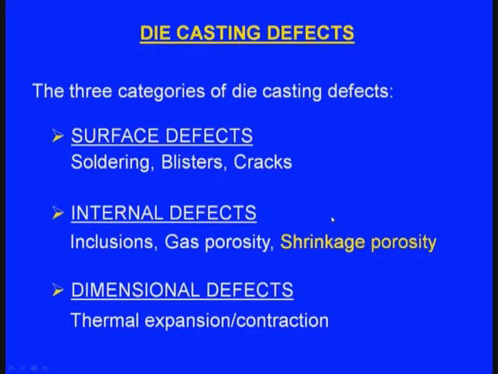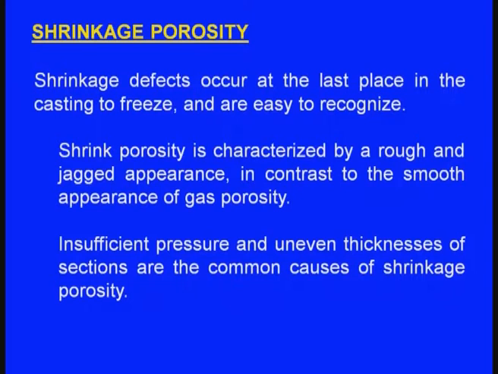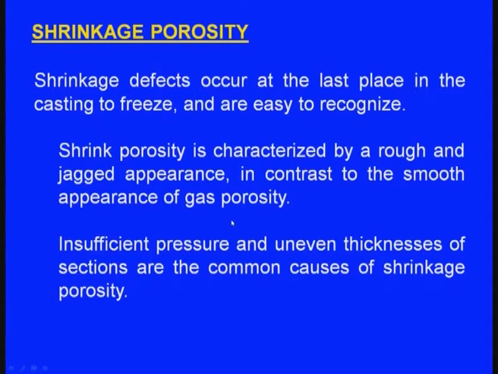Now, let us go to the third one under the internal defects, that is the shrinkage porosity. Shrinkage defects occur at the last place in the casting, right? During final stage of the solidification. Shrink porosity is characterized by a rough and jagged appearance in contrast to the smooth appearance of gas porosity.